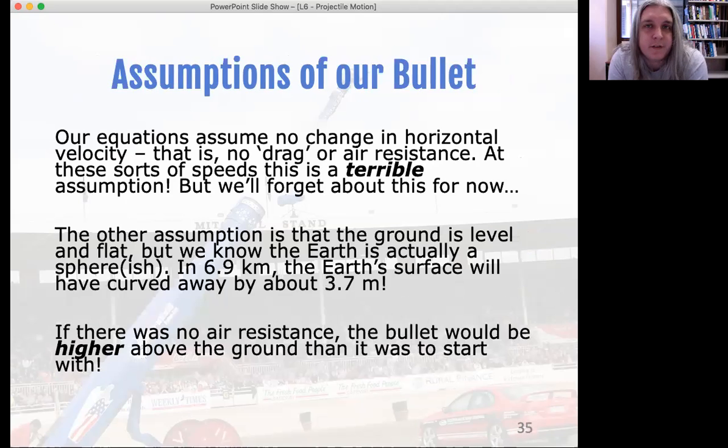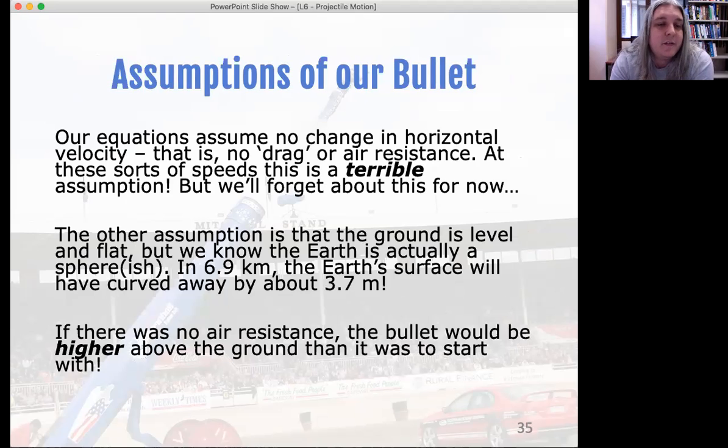So if you shoot something for 6.9 kilometers, then the Earth is actually curved away from the bullet. So the assumptions that we've made, first one was no air resistance. That's something we've treated as consistent for all our projectile motion problems. And at these sorts of speeds, that's a terrible assumption. You cannot assume there is no air resistance for the bullet, but we're going to ignore it for now just for argument's sake, so we can discuss what happens as we get to these sorts of speeds.